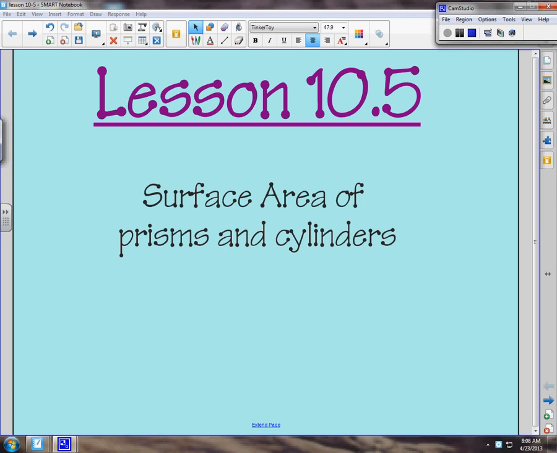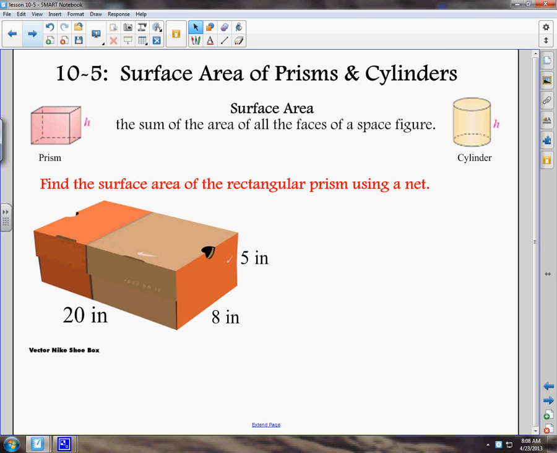Okay guys, this is lesson 10.5, surface area of prisms and cylinders. You're going to see two different things, rectangular prisms and triangular prisms, and then cylinders. A Coke can is a cylinder. We're going to start with prisms. The surface area of a shape is the area of all the faces of a space figure, they call it. So this is a prism.